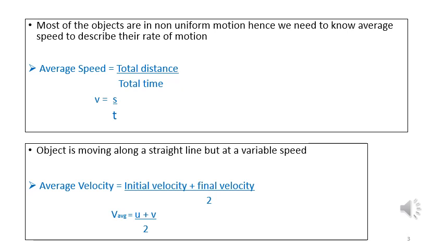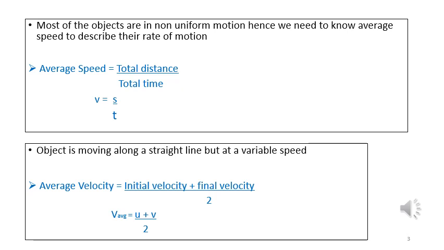So how can we calculate their average speed? Look at the formula that is given on the slide. Average speed is nothing but the total distance upon total time. Which means what was the total distance S that the object covered in the amount of time T that the object took to cover that distance. So average speed V is given by the formula S upon T.